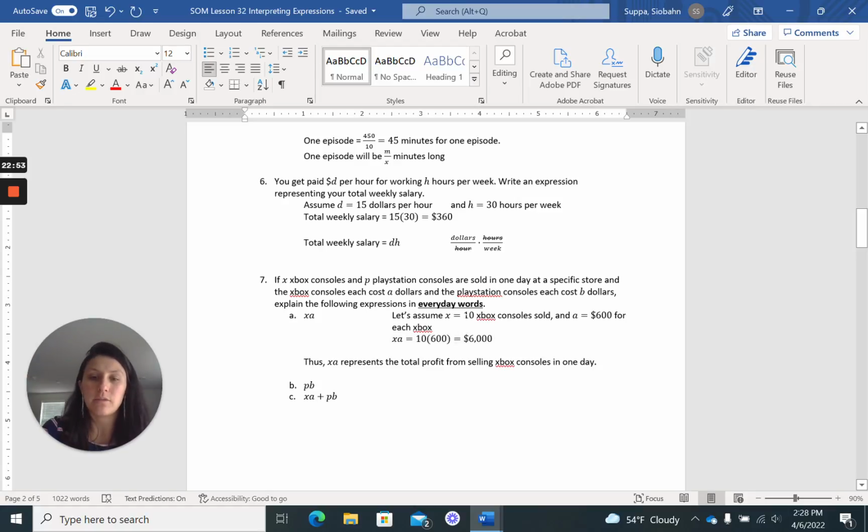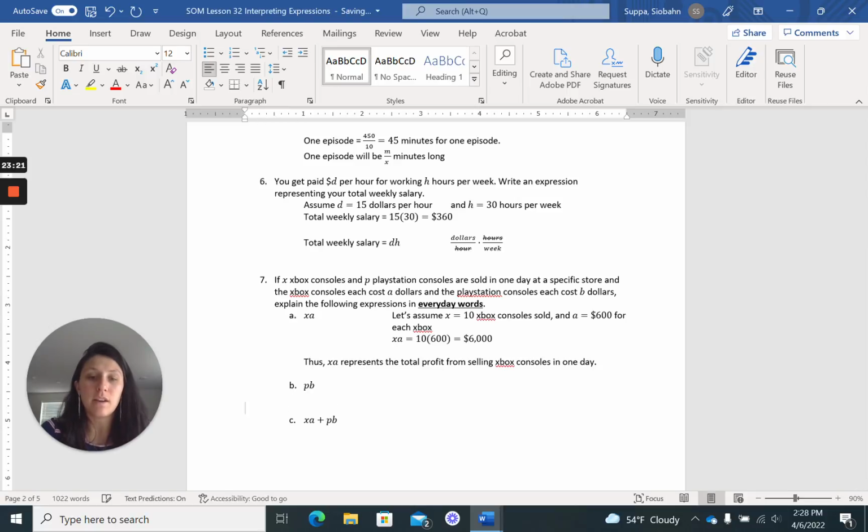So that's why I use this strategy, because it helps me to take something that seemingly looks very abstract that I would have no idea how to interpret, put some concrete numbers on here so that now I do know how to interpret this number, and then return back to the abstract idea of what this means in general. Because it doesn't mean 6,000, because these are numbers I just made up. But it does mean the profit that you gain from selling Xbox consoles.